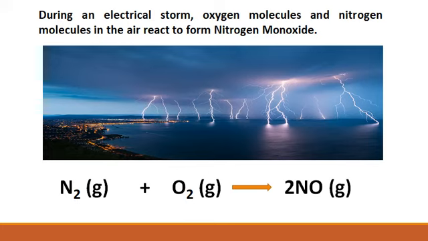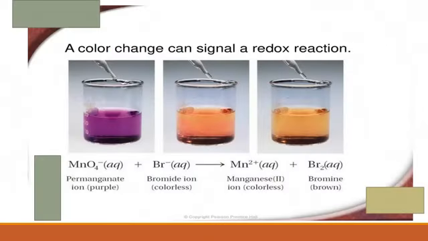Various other changes often signal that an oxidation-reduction reaction has taken place. One such change is a change in color. For example, let us look at this figure. When a colorless aqueous solution of bromide ions is added to a purple aqueous solution of permanganate ion, the solution changes from purple to pale brown. As the following unbalanced equation shows, bromide ions are oxidized to bromine, and permanganate ions are reduced to manganese 2+ ions.